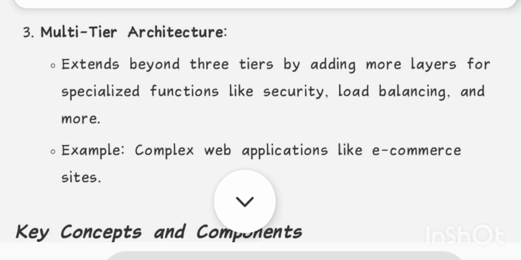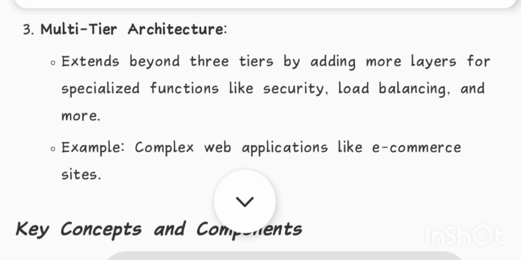3. Multi-tier architecture extends beyond three tiers by adding more layers for specialized functions like security, load balancing, and more. Example, complex web applications like e-commerce sites.